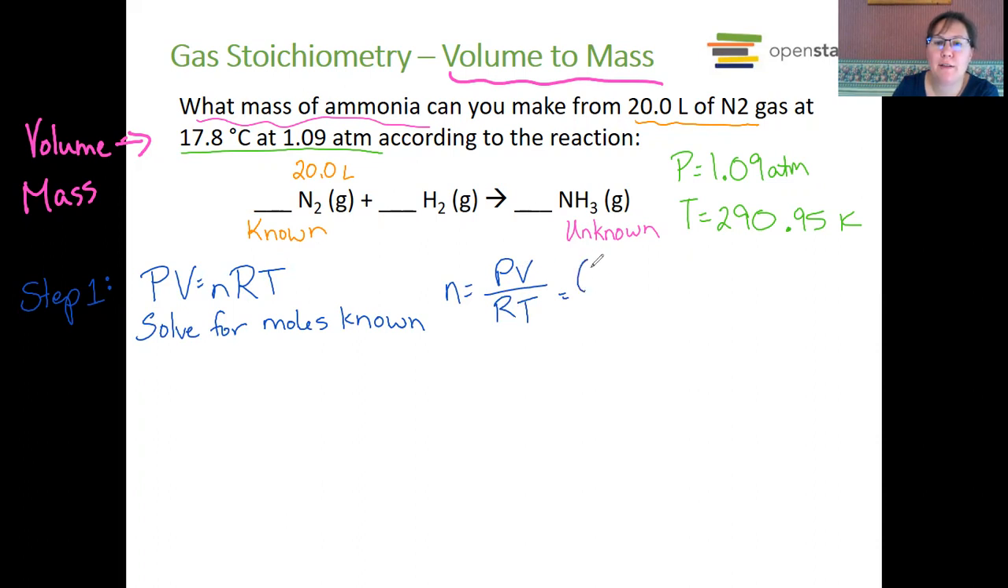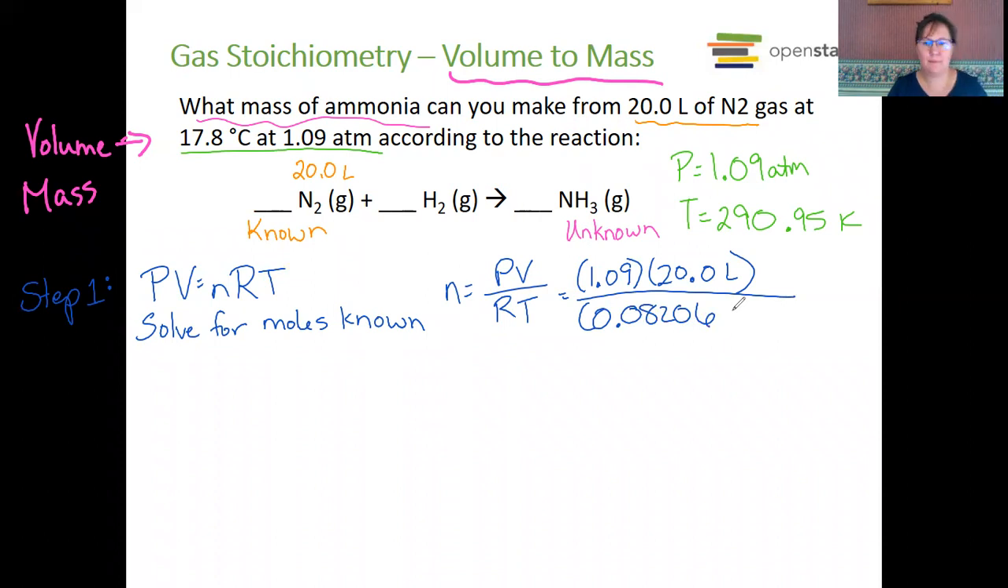So that means we have n equals PV over RT. And my pressure is 1.09 atmospheres. And my volume listed here is 20 liters. And my R value is 0.08206, times my temperature, 290.95 kelvins. All right, so what's that going to give me for moles?